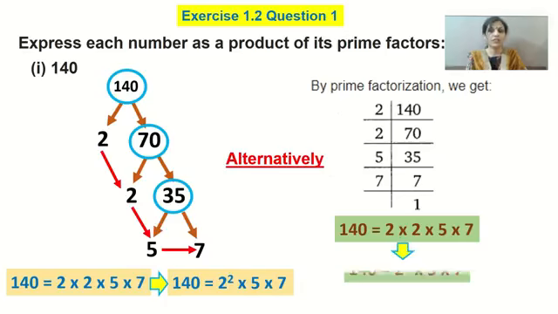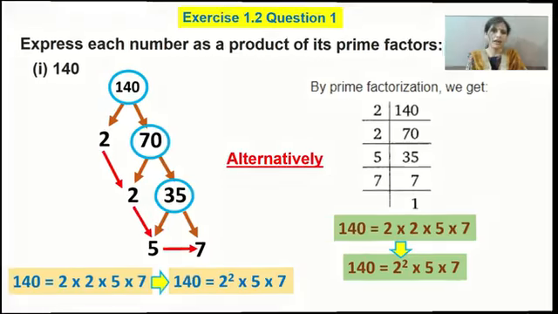Alright, so this is our routine old way of factorization of a composite number, and this is called prime factorization, because we keep factorizing the number till we get all prime factors. The first method is called the tree factorization method, and the second method is our routine prime factorization method.